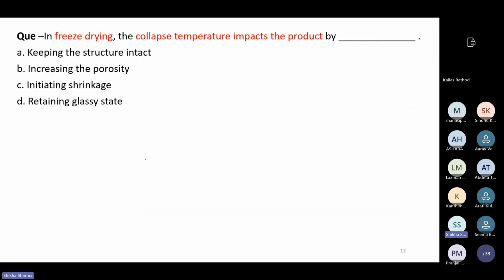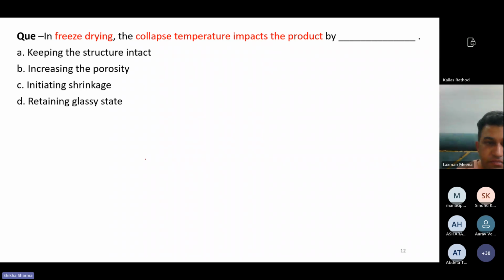In freeze drying, the collapse temperature impacts the product by keeping the structure intact, increasing the porosity, initiating shrinkage, or retaining the glassy state. What is the collapse temperature in the case of freeze drying? Anyone?